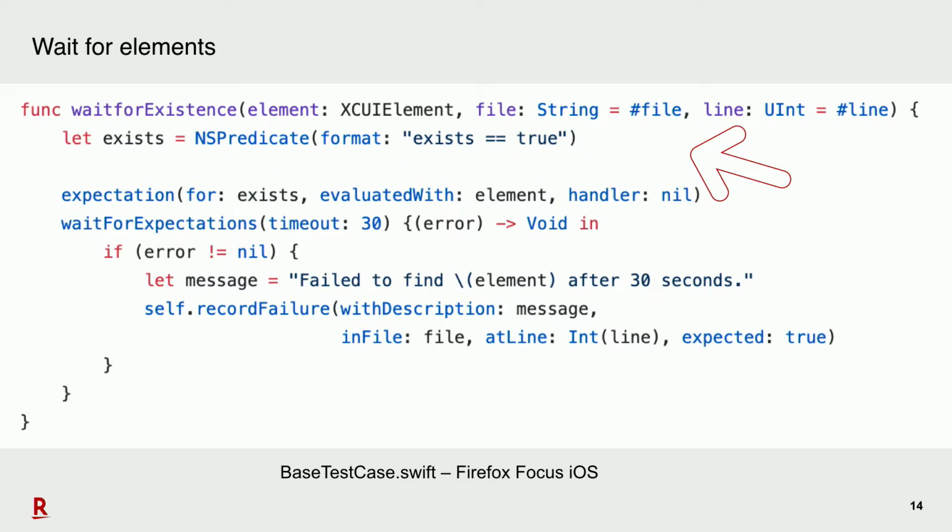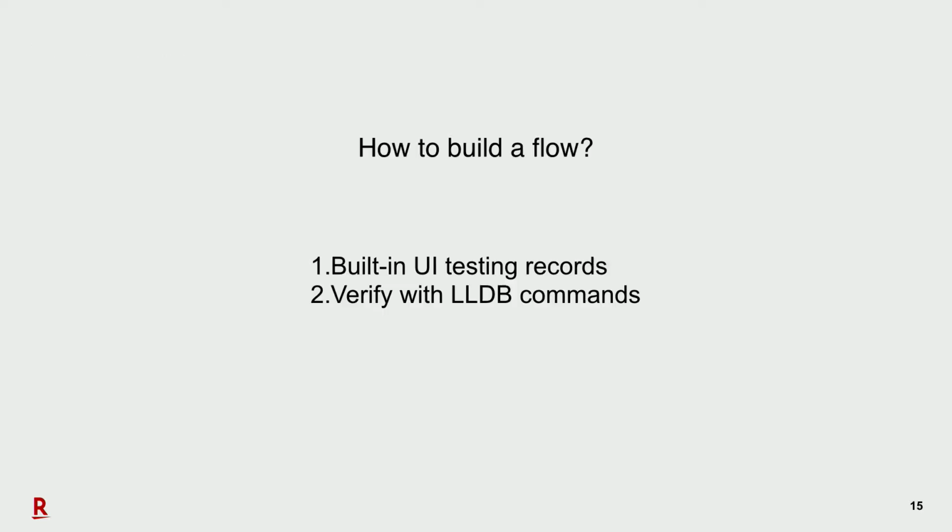Okay, so the predicate right here. With predicate, the simple form is exists equal to true. But you can use it with, for example, a label that begins with a specific kind of string, useful for that as well. For a complex condition, NSPredicate is useful for that.